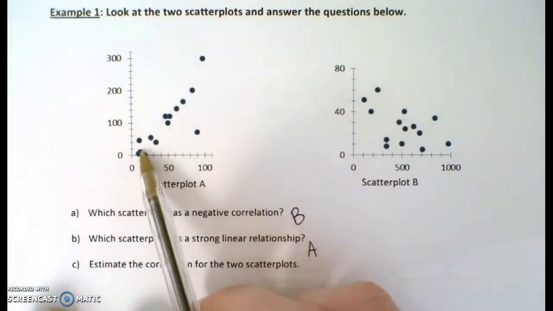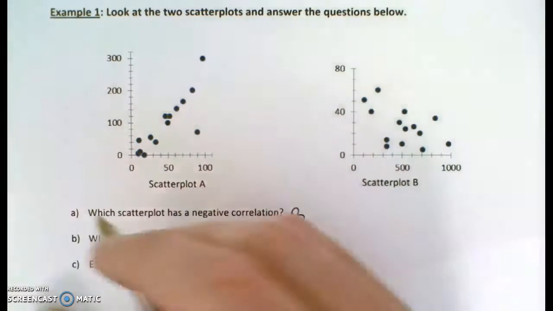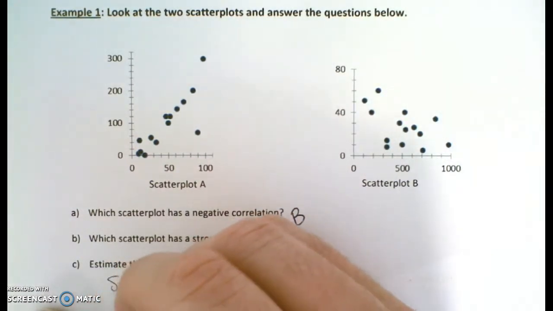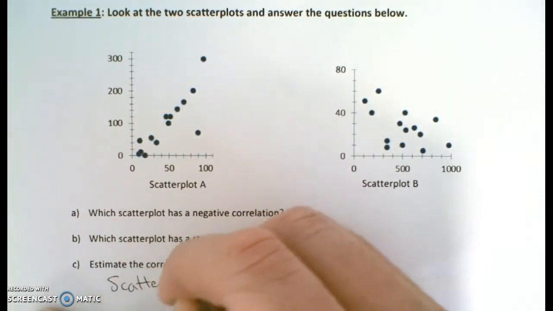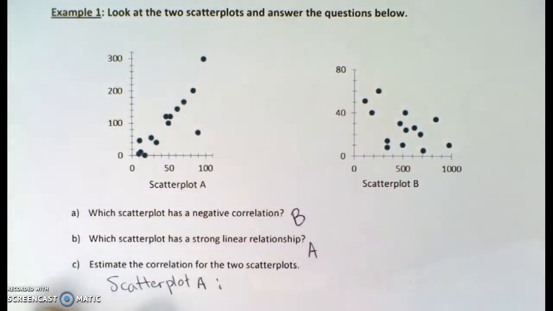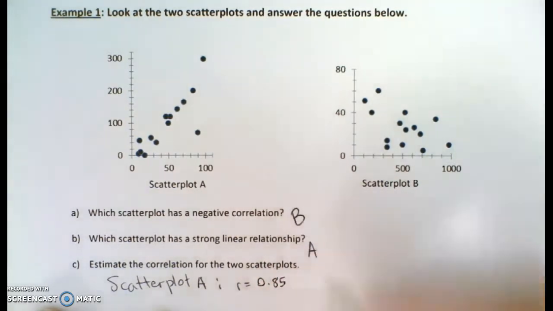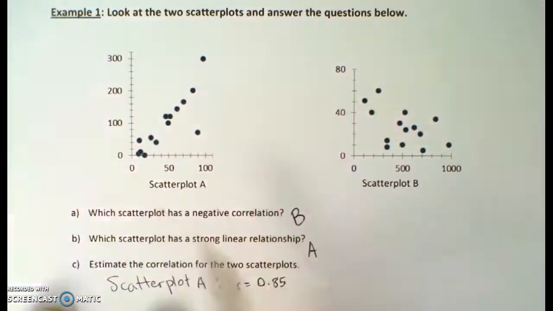Well, this we're saying is a strong linear correlation, and it's positive, so it's going to be a number that's close to 1. Not exactly 1, because that would be a perfect relationship. So for scatter plot A, I think that correlation is going to be around 0.85. It's not perfect, but it's close to 1. And we use the letter R to represent the correlation coefficient.